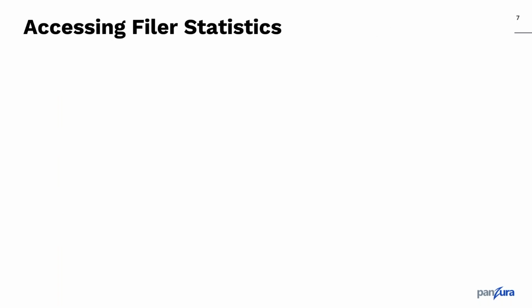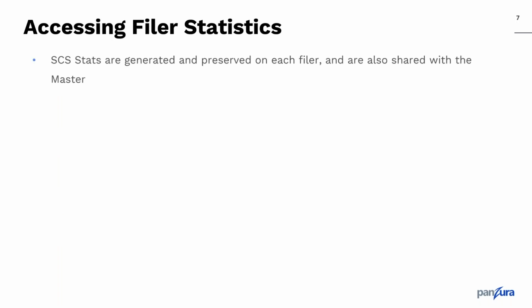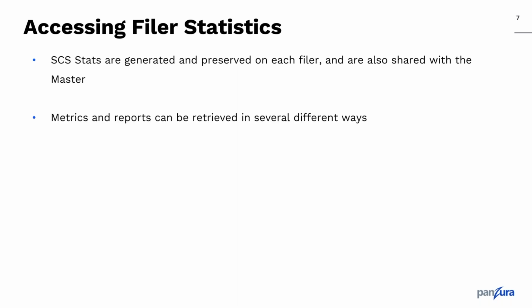So how do we access filer statistics today? We have a number of different options. They're generated on each filer today, but we also aggregate them on the master and via Freedom Pulse. Most customers and most Panzura employees will look at the master first as a primary interface into the entire CloudFS. Our metrics are reported and retrieved in a number of different ways. As we said, the main and most common way to look at them is via the web UI dashboard.